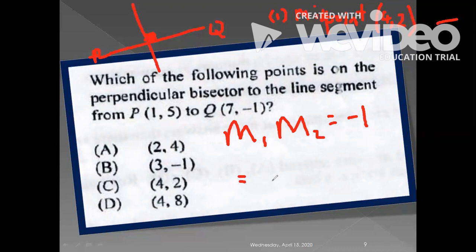Alright, now we need to find the gradient of PQ. This question is dangerous, trust me. It is very long. So, anybody want the formula for a gradient for a line segment? It's y2 minus y1 over x2 minus x1.